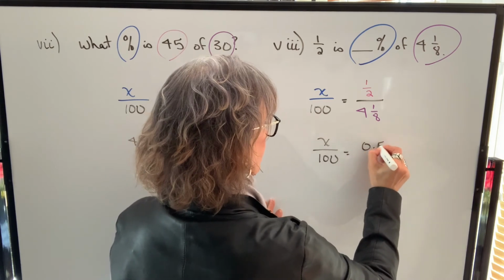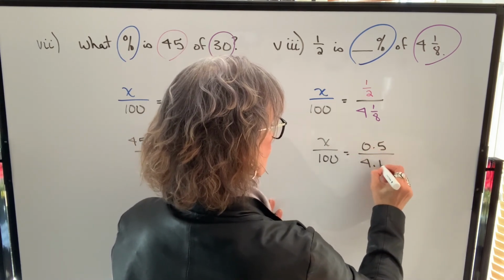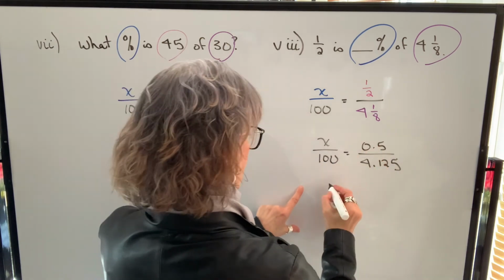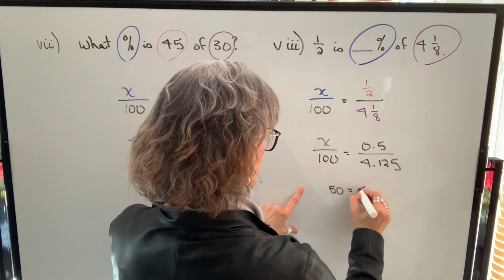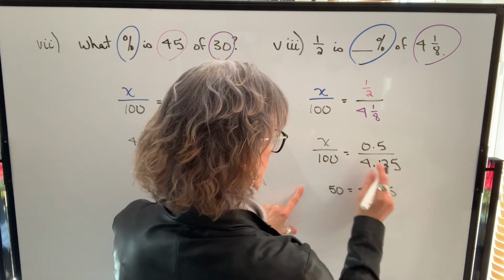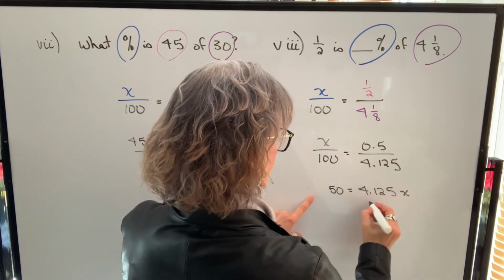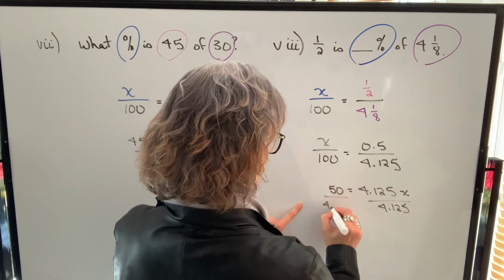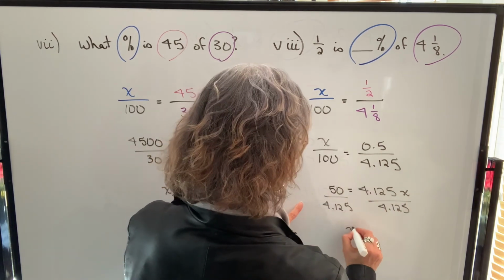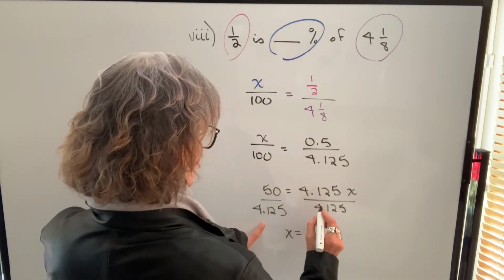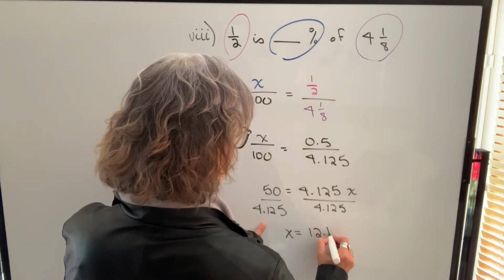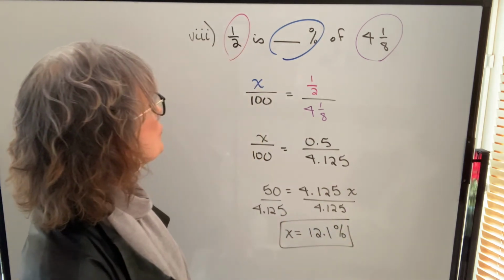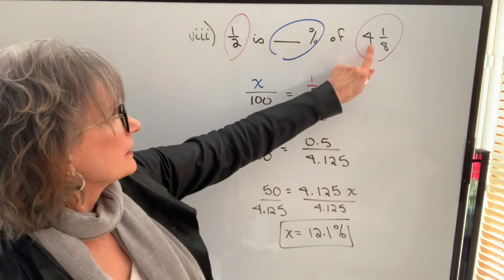So it'll be 0.5 over 4.125. Then we cross multiply, so 100 times 0.5 will be 50. 4.125 times x. Divide both sides by 4.125. 50 divided by 4.125 will be 12.1 rounded off. So 1/2 is 12.1% of 4 1/8.